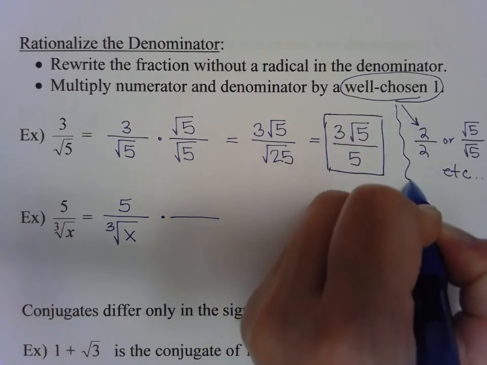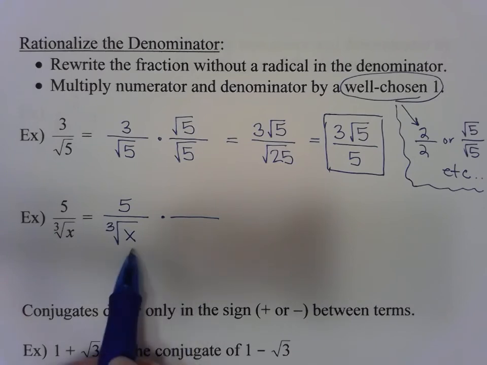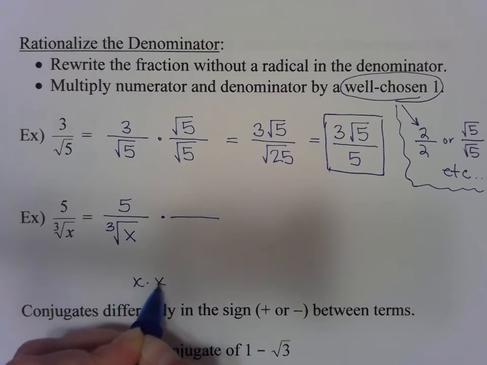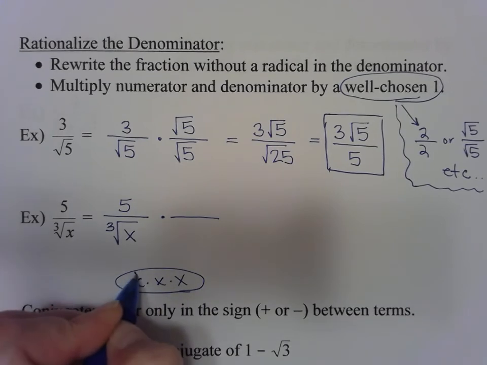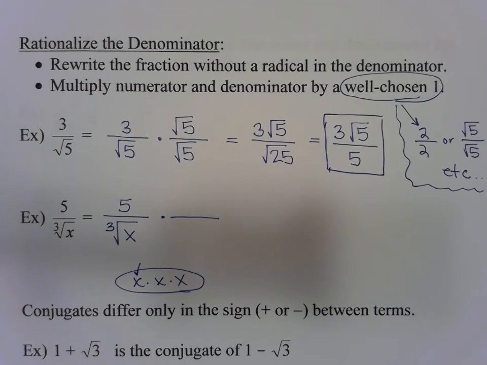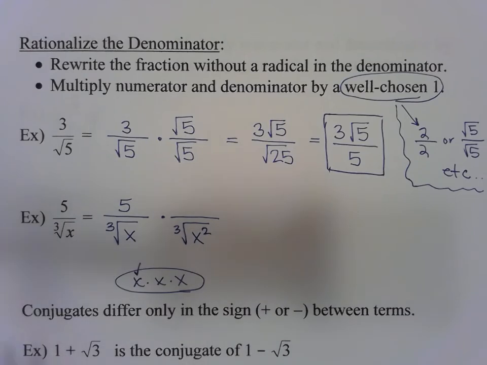Same idea, I want to choose a well-chosen 1, right? Something that is going to help me get a perfect cube when I multiply the 2 denominators. Right now I only have 1 x, and to get a perfect cube, I really need 3 x's, so I have a group of 3. So I have 1, I need 2 more. So I'm going to multiply by the cube root of x squared. I'm going to multiply by an additional 2 x's so that I have my group of 3.